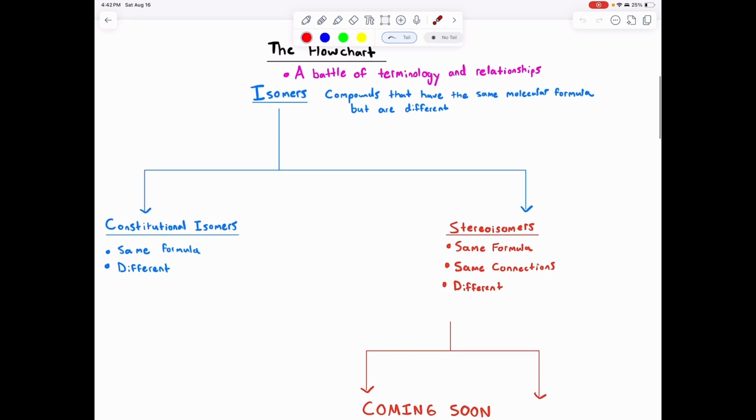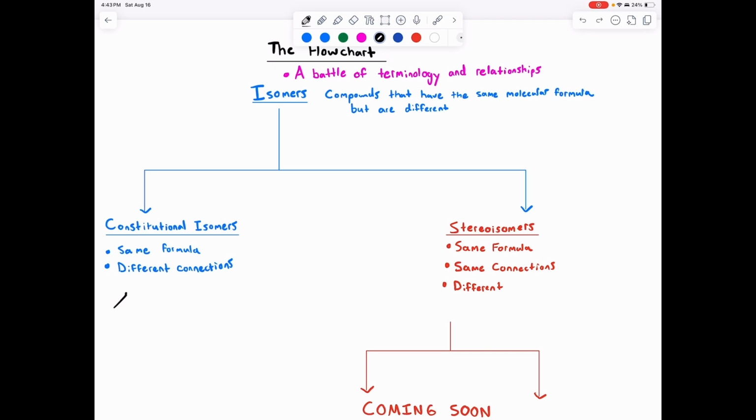Now, at this juncture in the class, there are going to be two types of isomers that you are responsible for. There are what we call constitutional isomers, and what we're working towards here, which are stereoisomers. So before we even get into stereoisomers, let's define the two different types of isomers. So constitutional isomers are going to have the same formula, but they are going to have different connections. That is how you are going to be able to tell if you have a constitutional isomer.